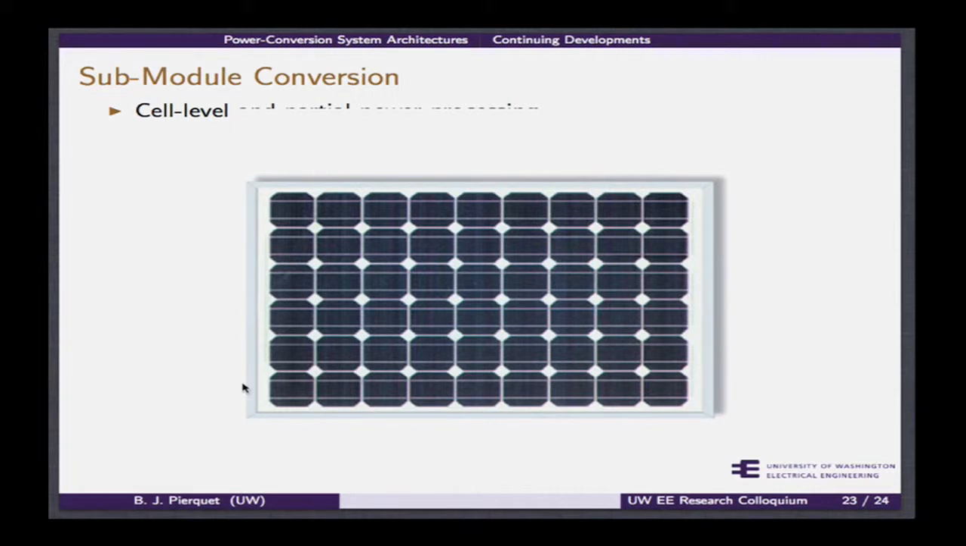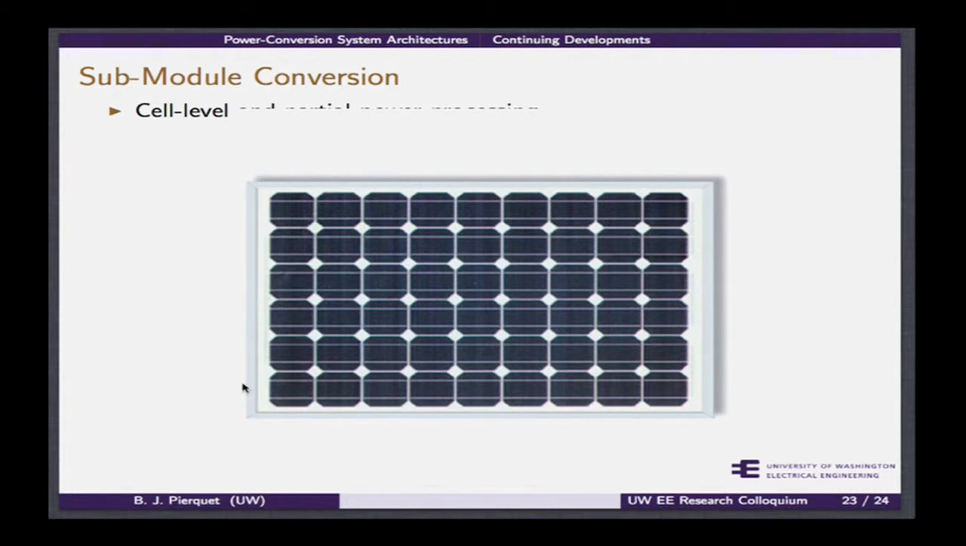So if we're going to decide to actually go and do substring, we had big arrays, now we go down to individual modules. If we really integrate with the module, now we can get substring. Well, why don't we just go all the way down to cell level, and how much further can you really go? Cell level is hard.